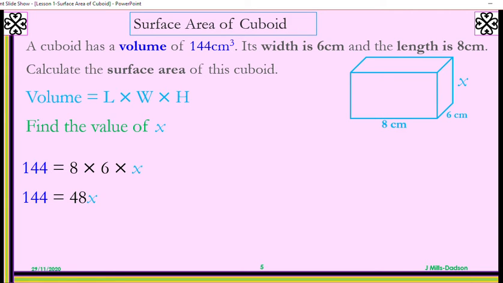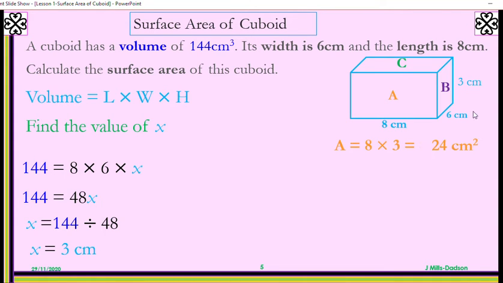144 is equal to 48x. And in a simple equation like this, we divide both sides by 48. So 48x divided by 48 is x, and 144 divided by 48 gives us 3 cm. So we know our height now is equal to 3. Therefore, let's replace the x with 3. Now it becomes a standard question, and we can now start labeling the faces and work out the surface area. So ABC. Face A is 8 times 3, 24.